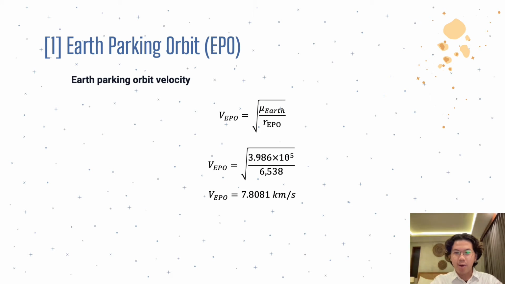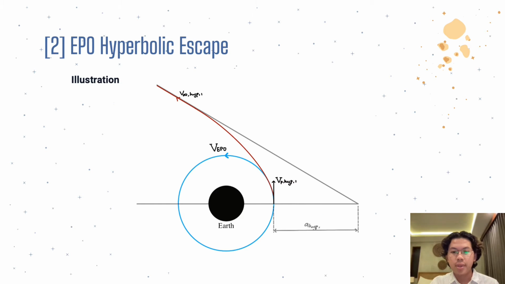Okay, so now we can begin our mission reconstruction. First is to find the velocity of the Earth parking orbit using the vis-viva integral. The velocity required is equal to 7.8081 km per second relative to Earth. And then after that, we need to escape the Earth parking orbit and enter the elliptical transfer orbit. For that, we use a hyperbolic trajectory that is illustrated on the screen.